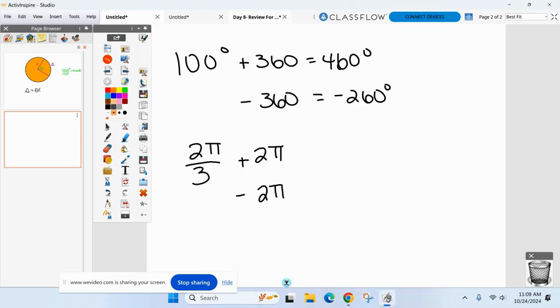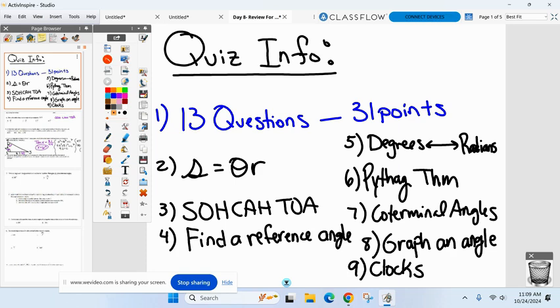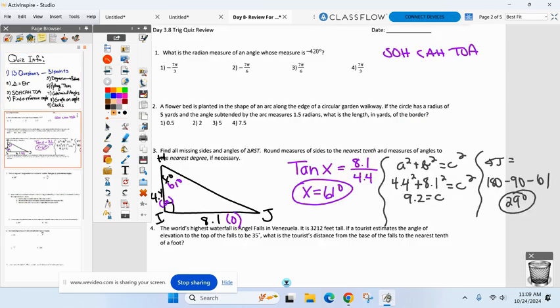All right. Going back. Anything? Good questions here so far. Leah, what's good? Can you go over number 4 on the review, please? Number 4 on the review. Yep. Angle of elevation.